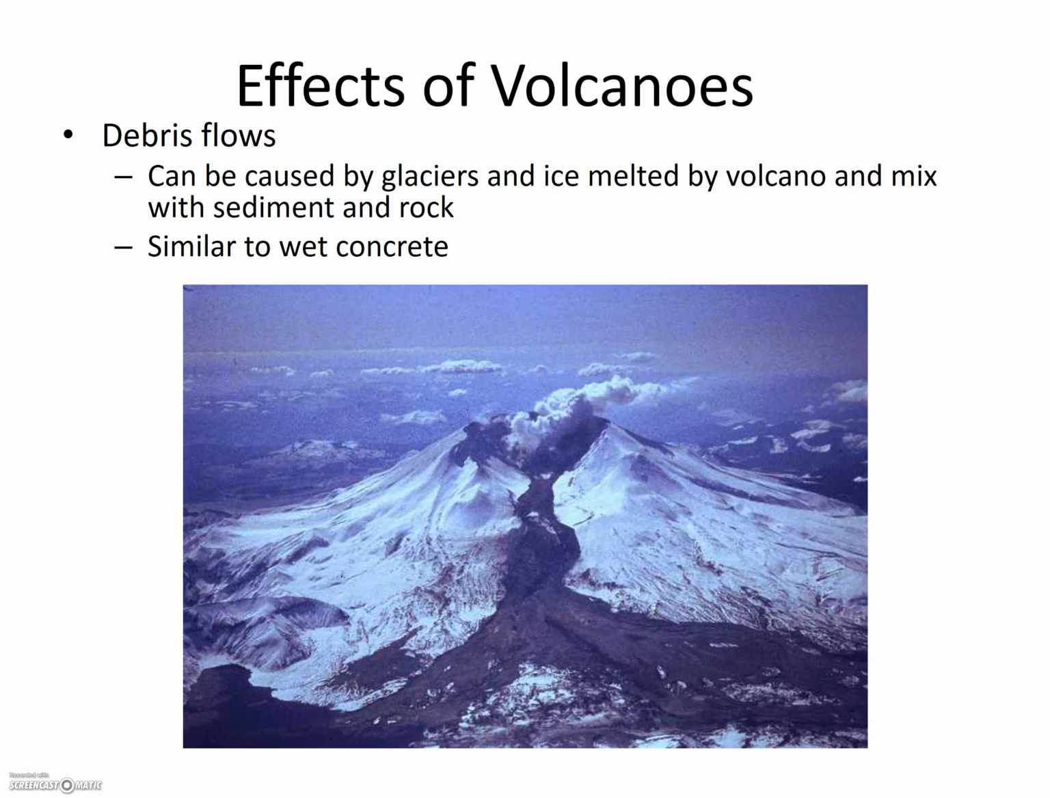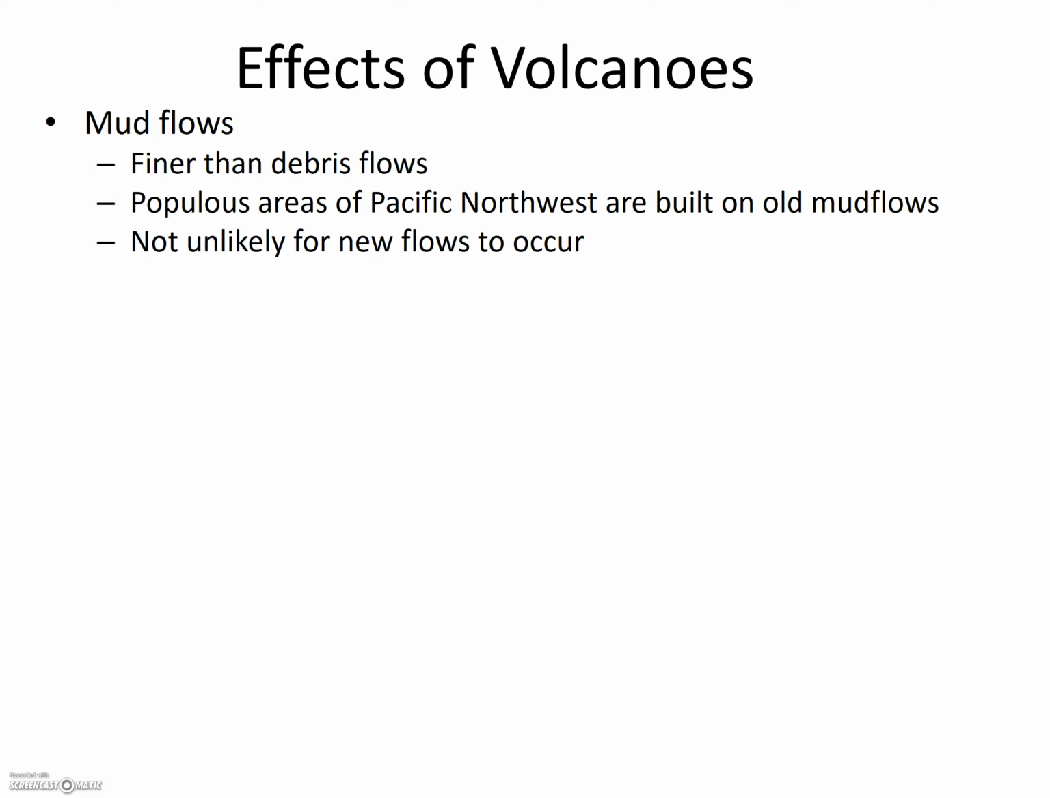Debris flows can be caused by glaciers and ice melted by the volcano and mixed with sediment and rock, which is similar to wet concrete and depicted in the image. Mud flows are composed of finer sediment than debris flows. Many populous areas of the Pacific Northwest are built on old mud flows, and using the concept of uniformitarianism, the past gives us an idea that it is not unlikely for new flows to occur in these areas in the future.